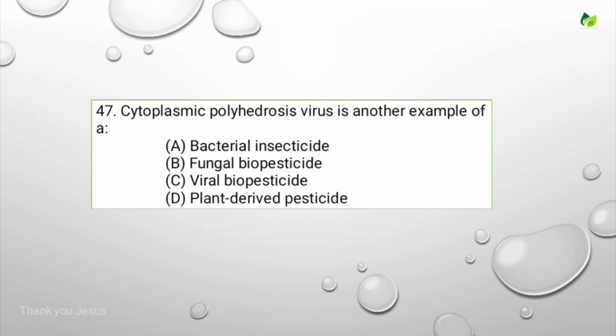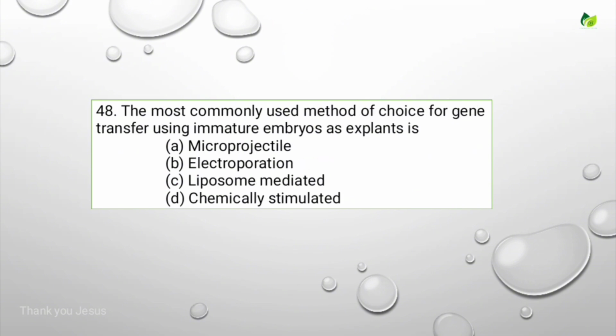Cytoplasmic polyhedrosis virus is another example of. Options are bacterial insecticide, fungal biopesticide, viral biopesticide, plant derived pesticide. So for this, the correct answer is viral biopesticide. Let's see the next question.